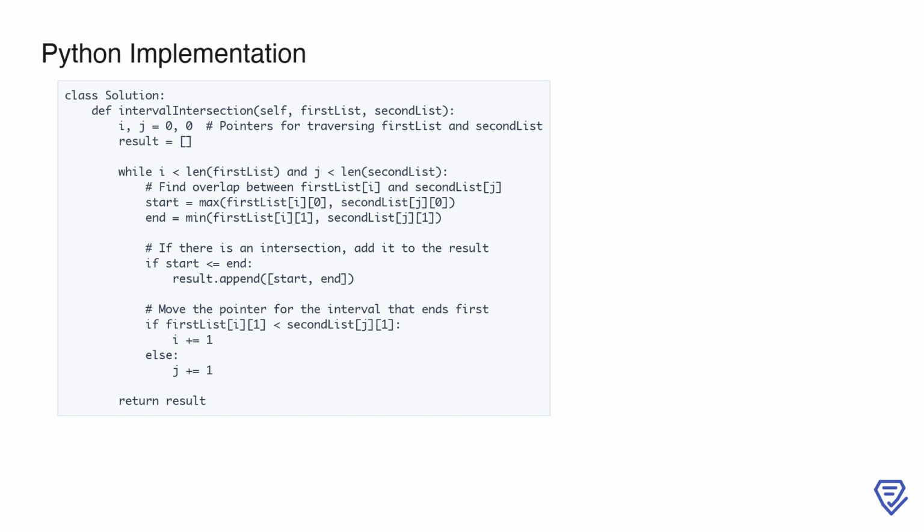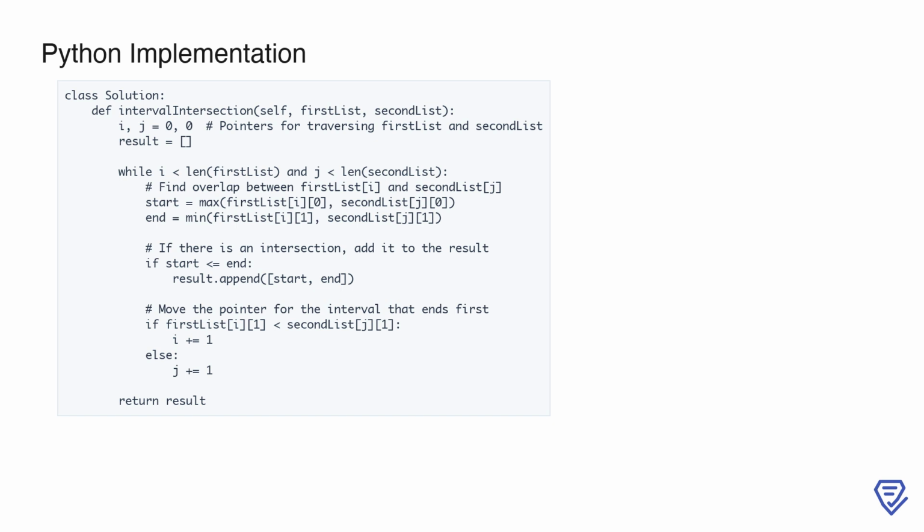4. Advancing pointers. To ensure progress in the algorithm, we compare the end times of the current intervals. The pointer corresponding to the interval that ends first is incremented. This is because an interval that ends earlier cannot overlap with any future intervals. 5. Output. After the loop completes, result contains all the intervals where first list and second list intersect. The function returns this list.